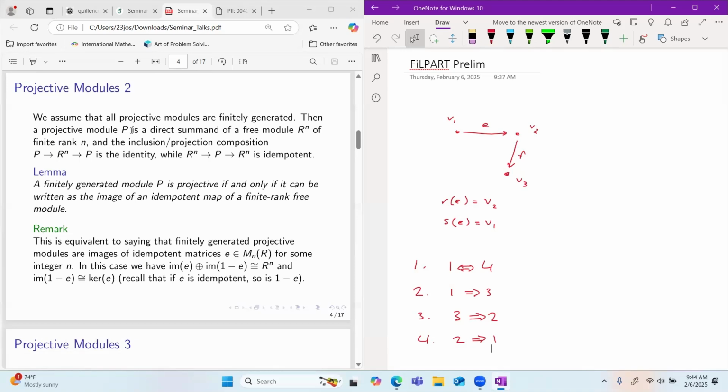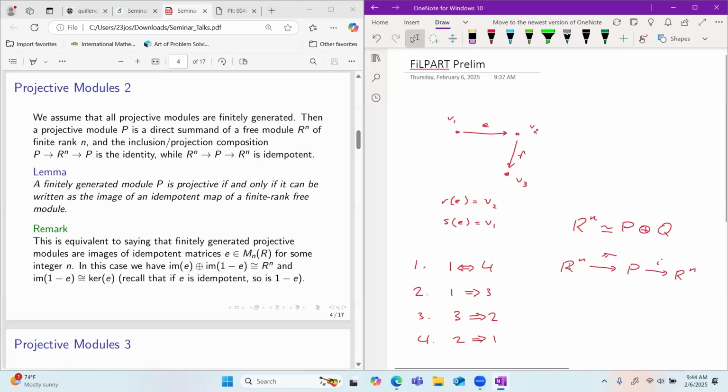So we'll always assume that our projective modules are a direct summand of a finite rank free module. And what you get from that is if you have, say, R^n is isomorphic to a direct sum of P and Q, then you have a projection to P, which we'll just call pi, and an inclusion back into R^n.